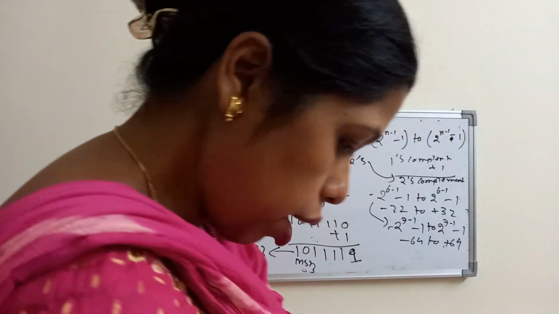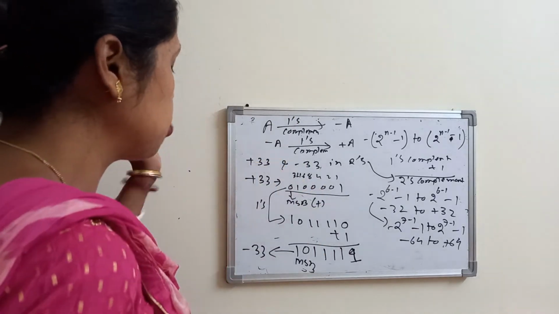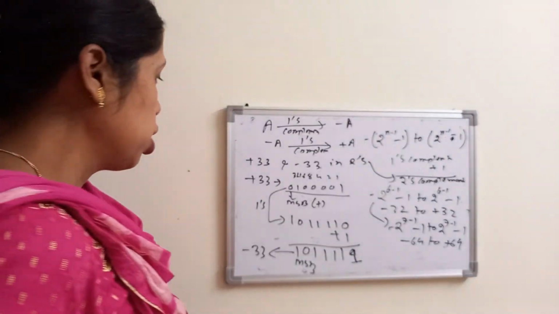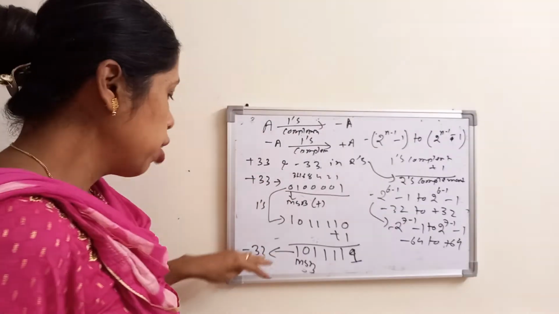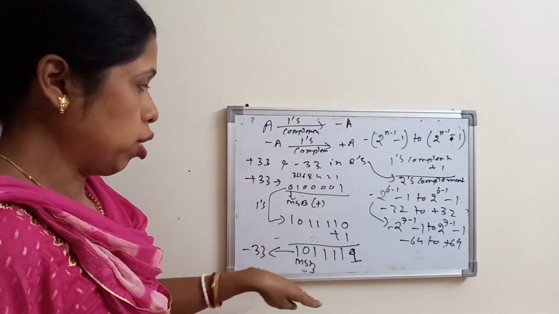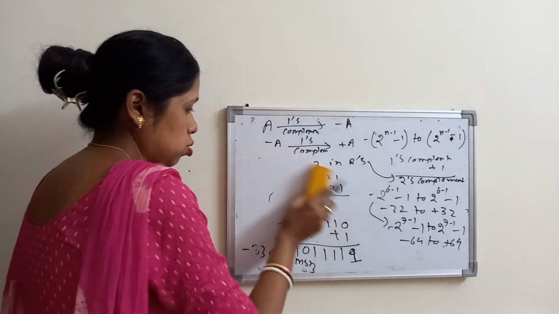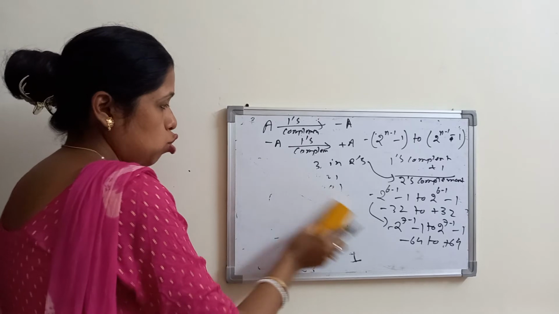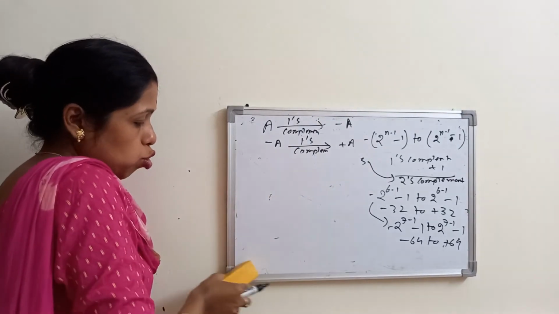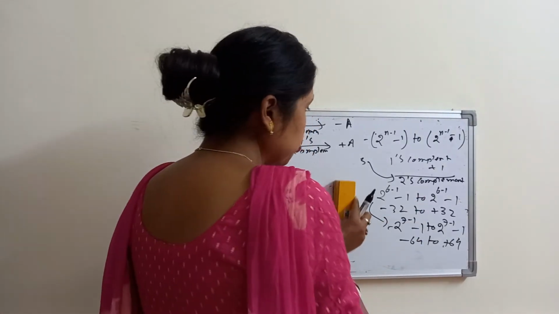Okay. Now another number I am showing. How can we represent plus 33 and minus 33 in 2's complement format? So for plus 33 no complement is required. For minus 33 I have to do the complement of the positive number and add plus 1. This is the procedure. So after converting the positive number into binary, I have to check the MSB, and accordingly you have to add 0 by following these rules.